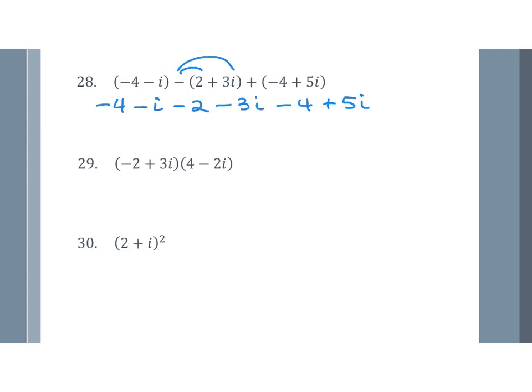Now I'm going to go back and add all my reals and add all my imaginaries. So all of my reals here are -4, -2, -4. When I add all those up, I get -10. Then I'm going to go back and get the imaginaries. -i, -3i, positive 5i. So this gives me just plus i.